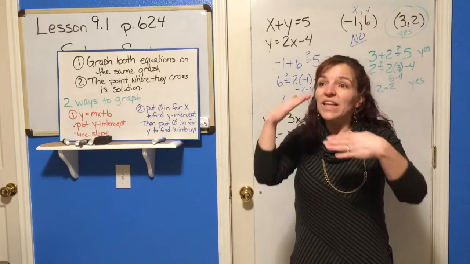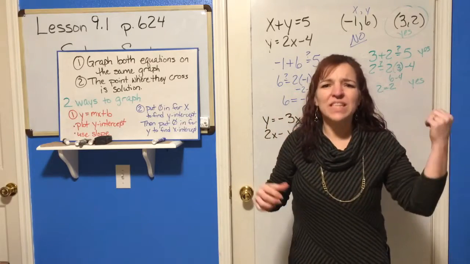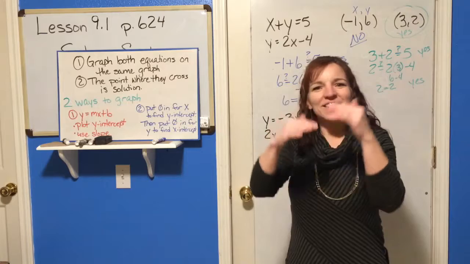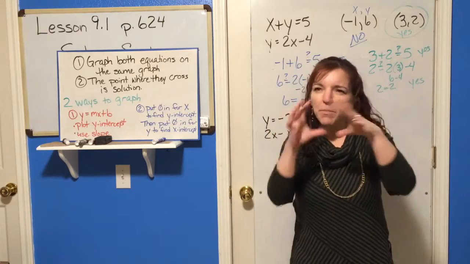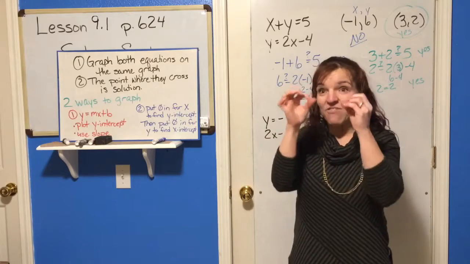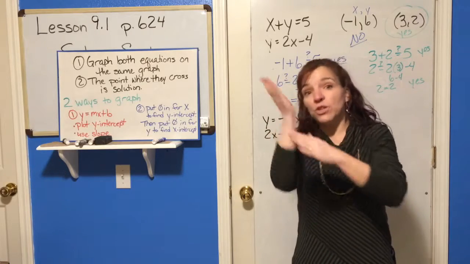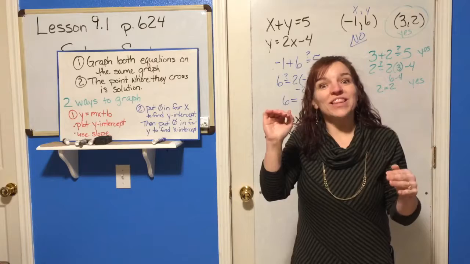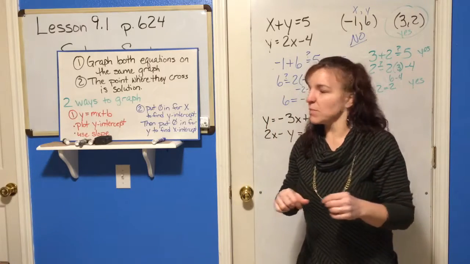Because if you don't, you've seen me try to graph without the graph paper. Some of the lines aren't quite the same distance apart. If you're trying to find a solution, you're trying to find a point, you need to have that on graph paper, and you need to use a ruler so that you've got straight lines so that you know where that point is, okay?